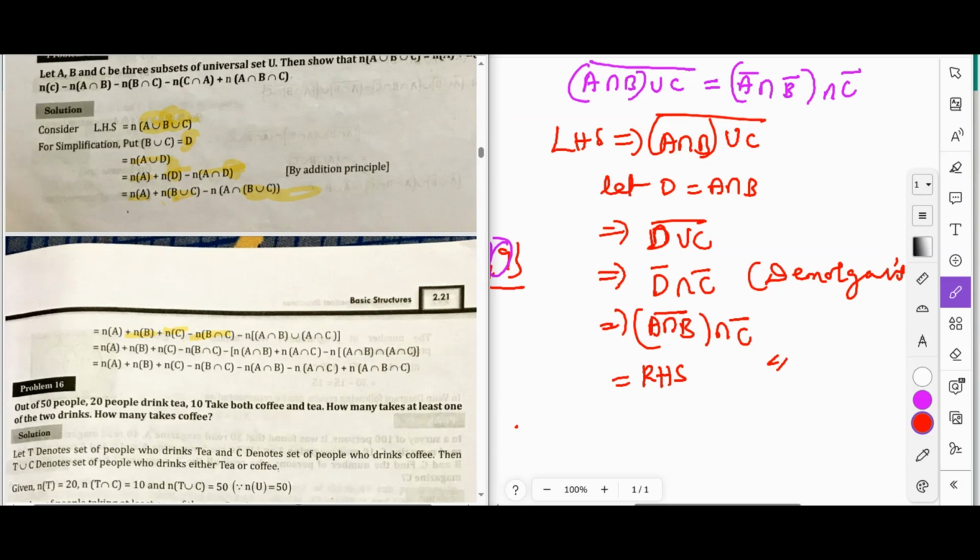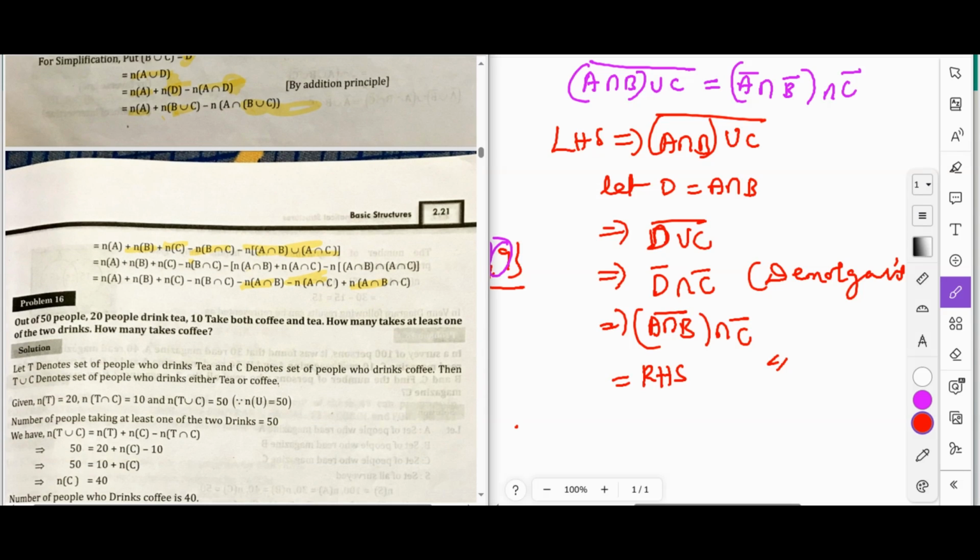Then this will be minus, by using the distributive property, we can write n of (A intersection B) union (A intersection C). So n of A plus n of B plus n of C minus n of B intersection C minus n of A intersection B minus n of A intersection C plus n of A intersection B intersection C. That is the property which we have already discussed in the previous problems.